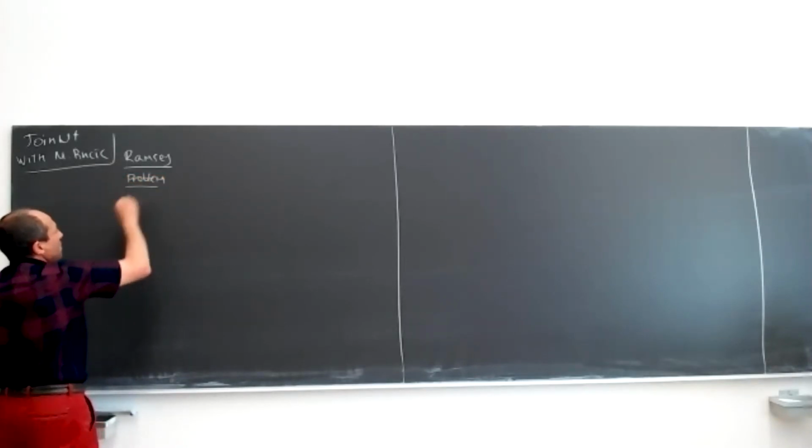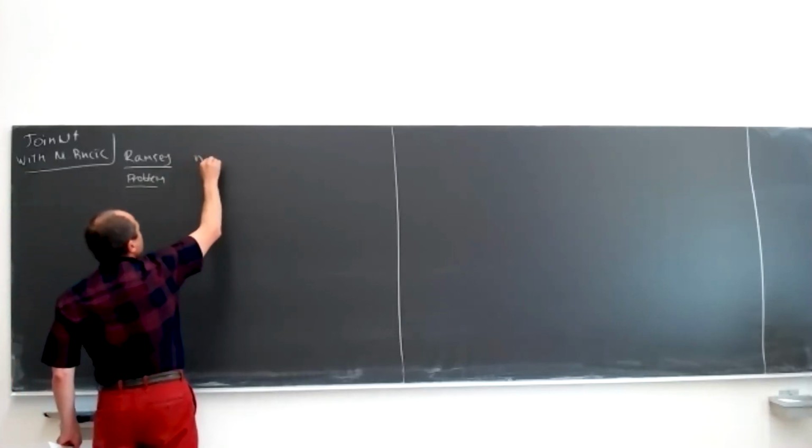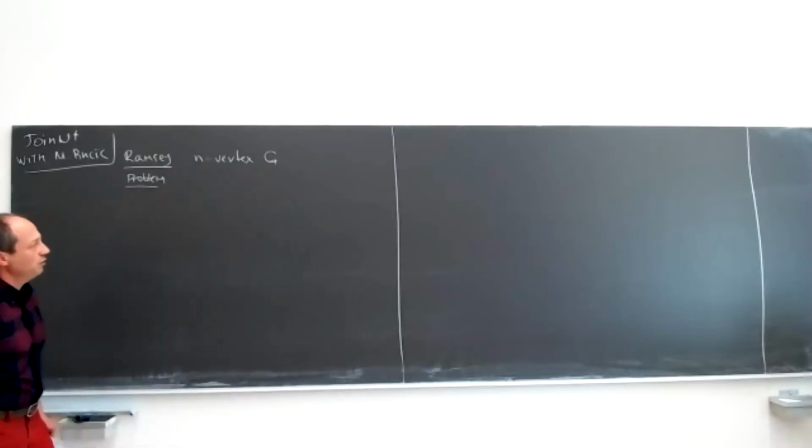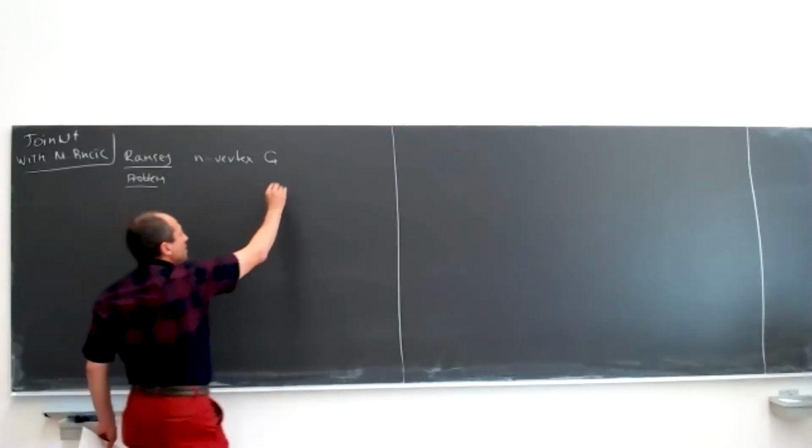And the Ramsey problem says the following: you have an n-vertex graph G, right? For me, my graphs always will have n vertices.